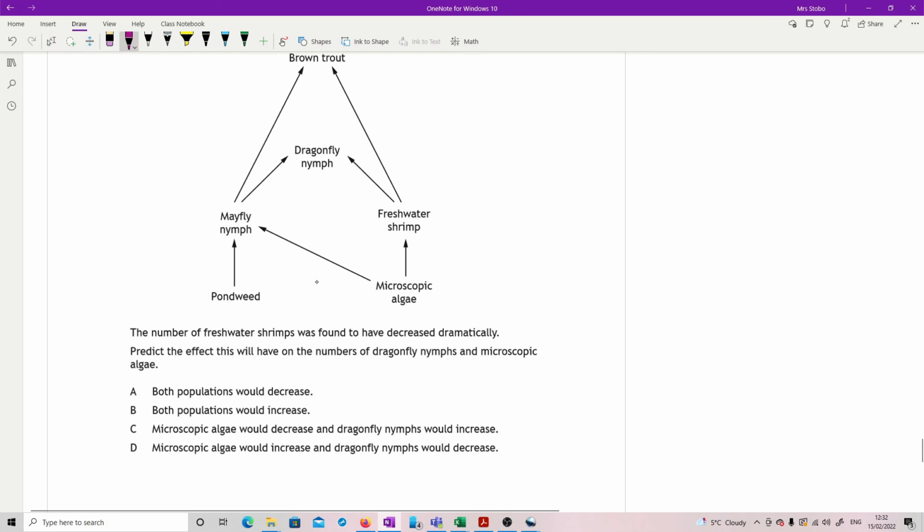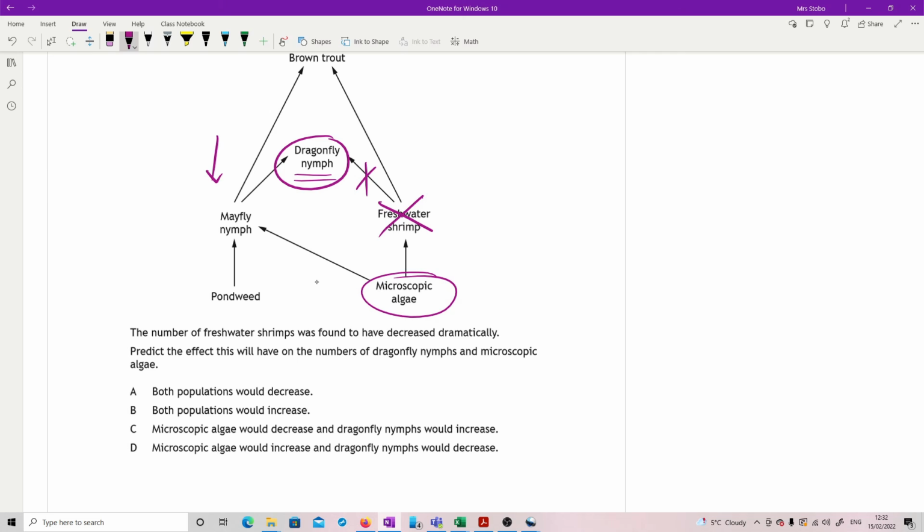Okay, the number of freshwater shrimps was found to have decreased dramatically, so let's just kill off a whole pile of these. Predict the effect this will have on the number of dragonfly nymphs and microscopic algae. Right, okay, so on the dragonfly nymph side, it has basically lost a food source. So it's now down to just one food source, so I'm expecting that these guys are going to fall in terms of number. The microscopic algae has lost something which was feeding on it, now only has one thing feeding on it, so I expect that to increase. So I'm expecting microscopic algae would increase and the dragonfly would decrease. D. And that's the paper, well, the section.